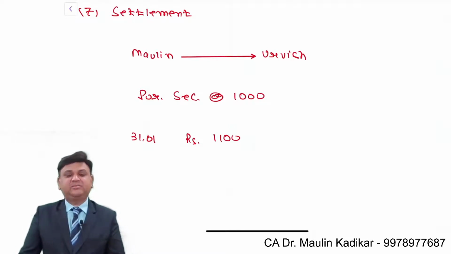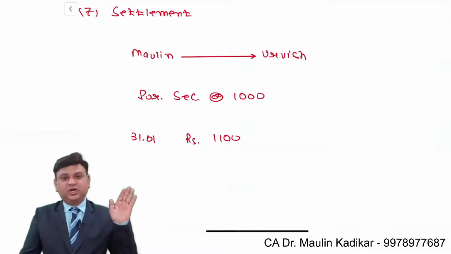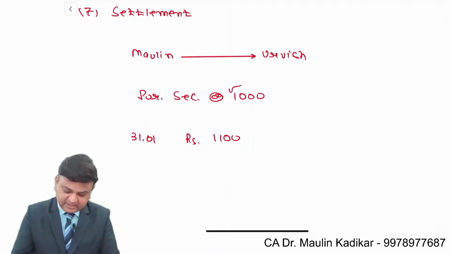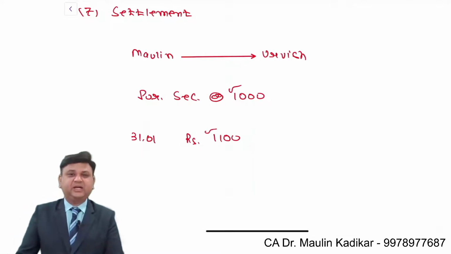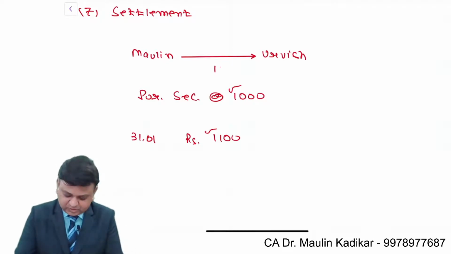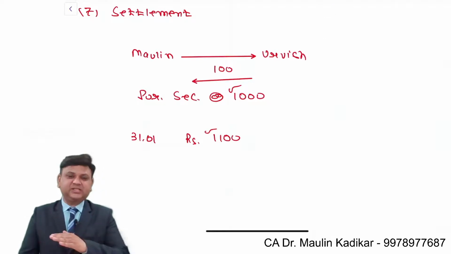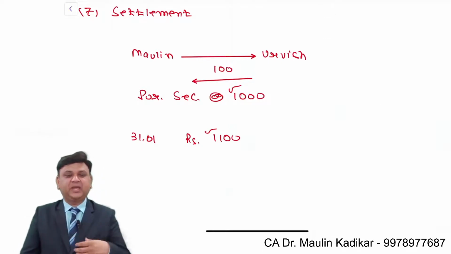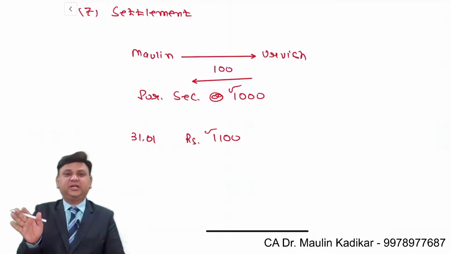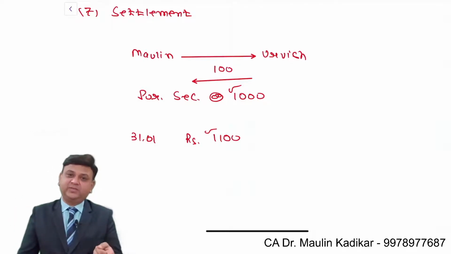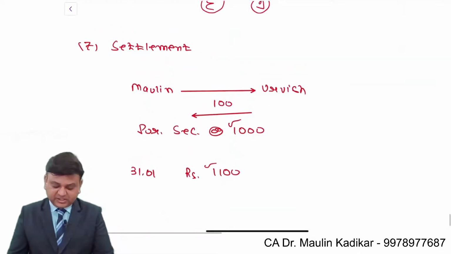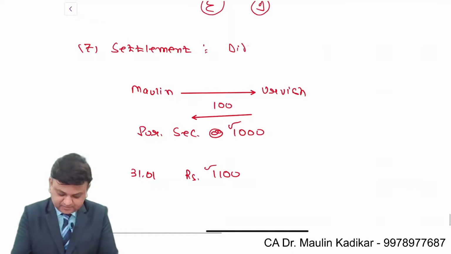My friend is telling me, Maulin, see, the stock market price in the cash market is 1100. You purchase from me at 1000, you sell in the market for 1100, so basically you are going to make a profit of 100. I said, yes. He said, you do one thing, I am giving 100 rupees to you. So let us settle the transaction in cash. I don't want to go to the market to buy the security. So you take 100 rupees. We can have the settlement as a difference.